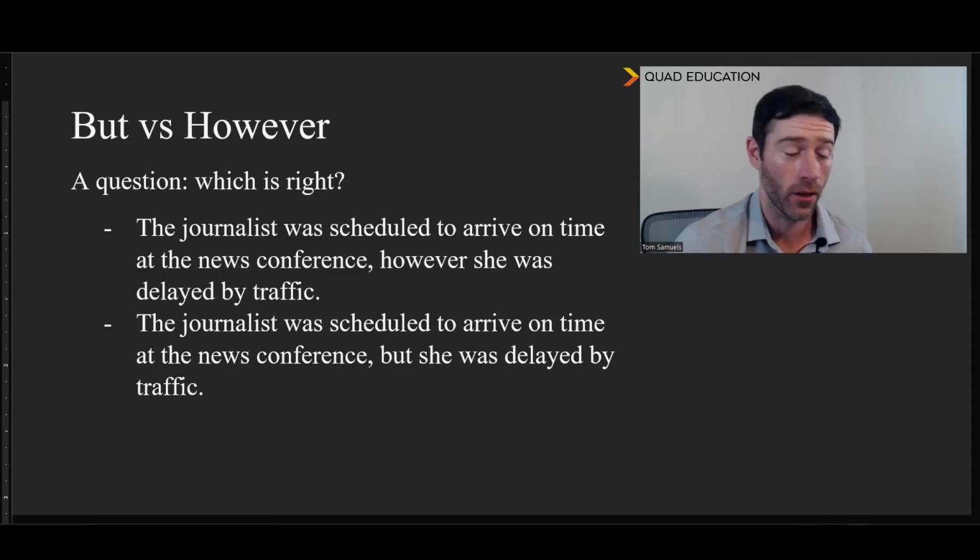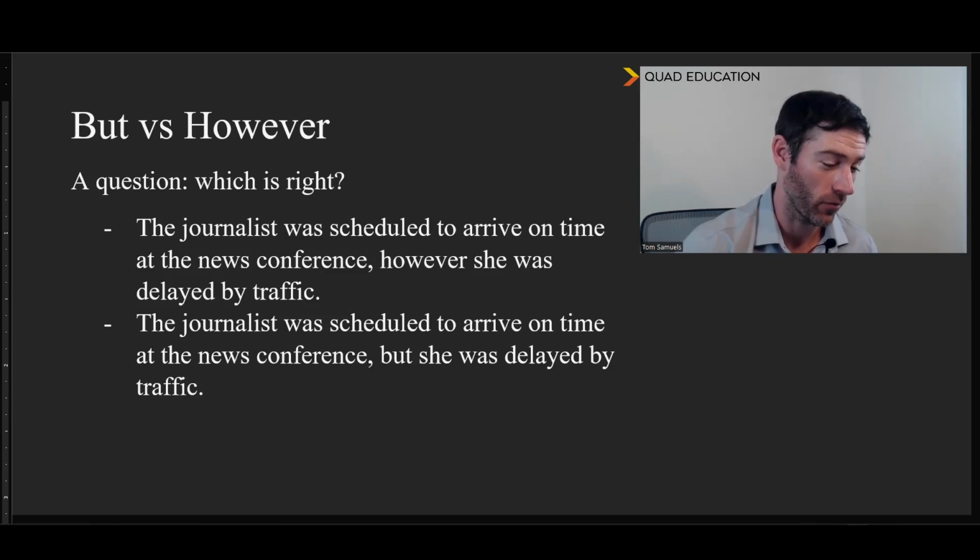Okay, before we jump in, looking at these two example sentences that I provided, which one is correct and why? Okay, if you said that both of these are correct, that's actually wrong. Only one of these is right, and it's probably not the one that you were thinking. So let's take a look.